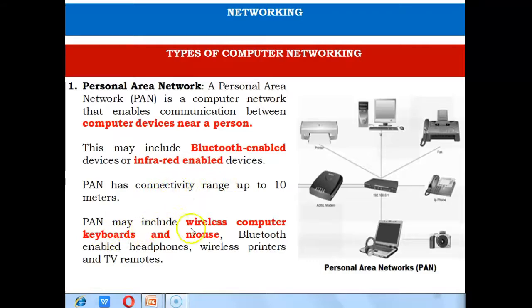PAN may include wireless computer keyboards and mouse, Bluetooth enabled headphones, wireless printers, and TV remotes. When systems or devices are connected near a person via Bluetooth or infrared enabling devices, we refer to this as personal area network.